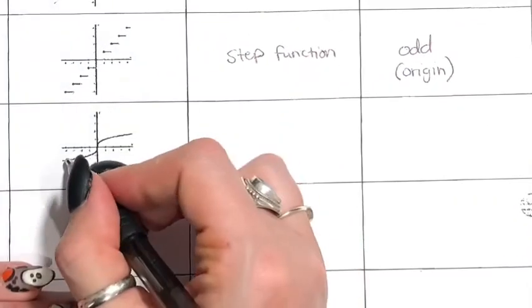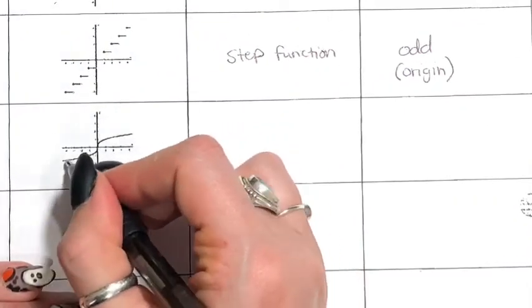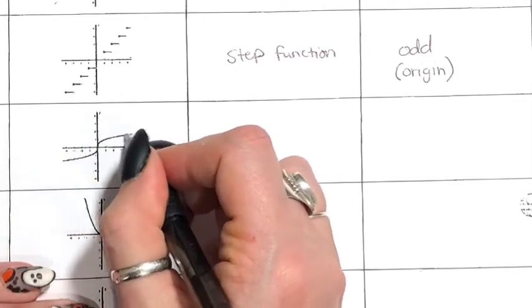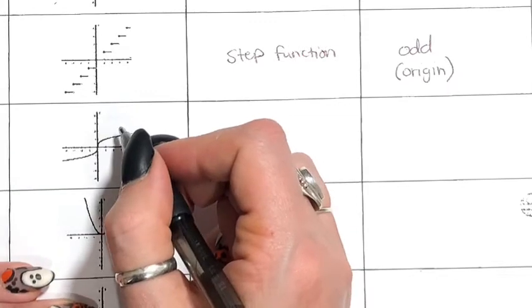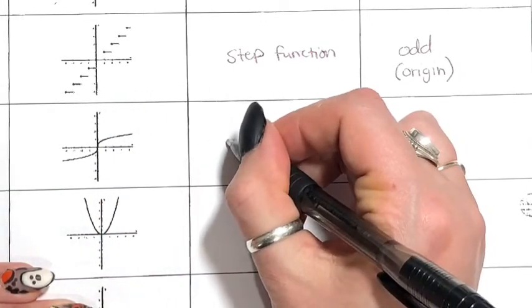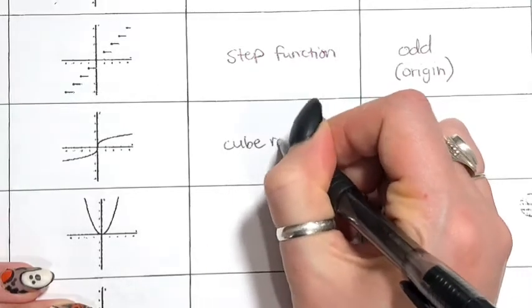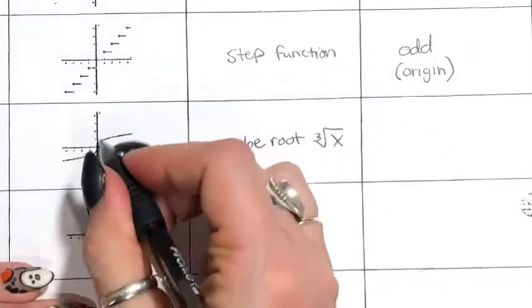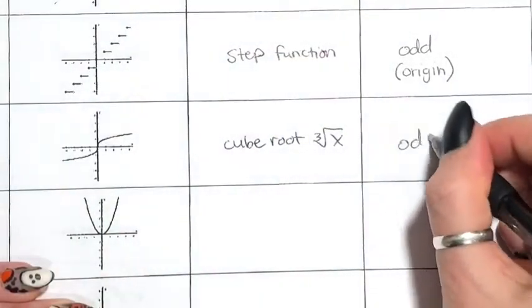Okay, here's this next graph. Hopefully you can recognize it from our list that we went through. So it's coming and curving and then going the other direction. This one is the cube root of x. So cube root function. And this one is going to be odd again as well. If I took this and spun it upside down, it will flip around the origin.